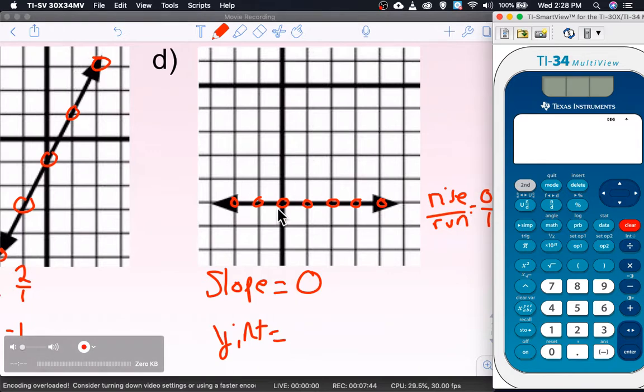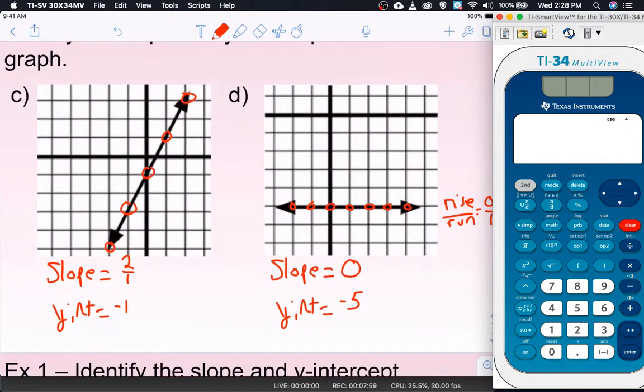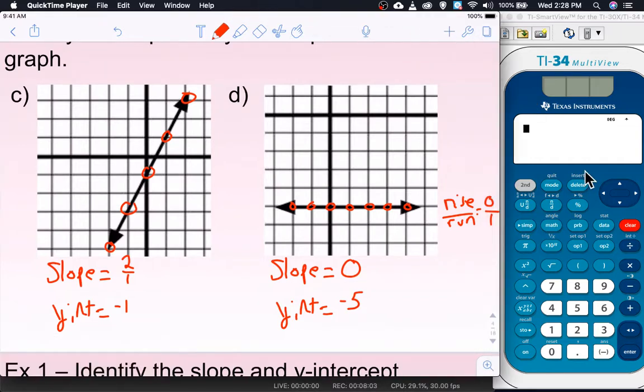The y-intercept is where the line crosses the y-axis. Well, if this is 0 on the y-axis, negative 1, negative 2, negative 3, negative 4, negative 5. Okay, so that's just identifying the slope, identifying the y-intercept.